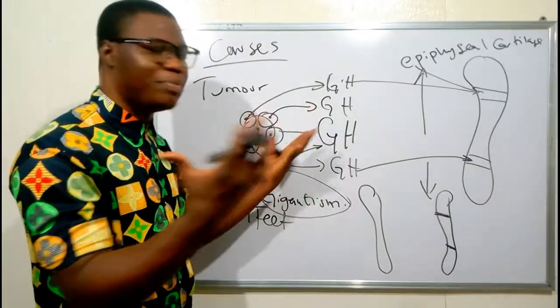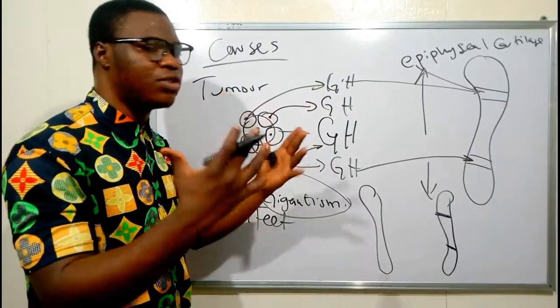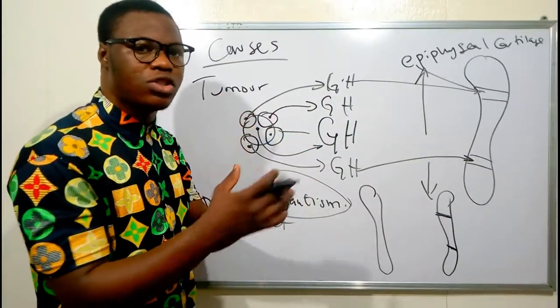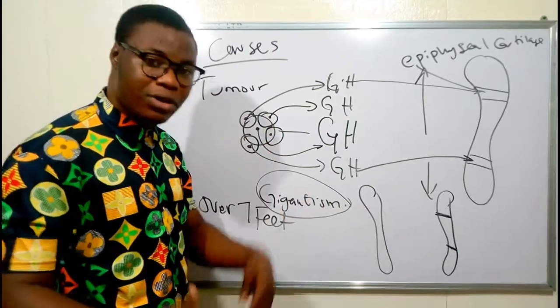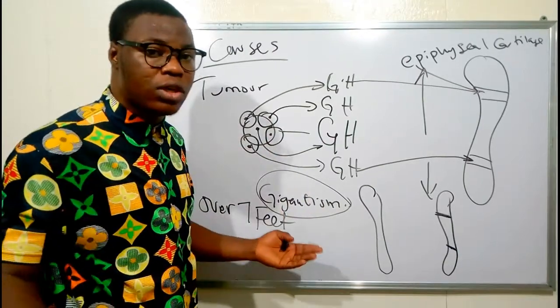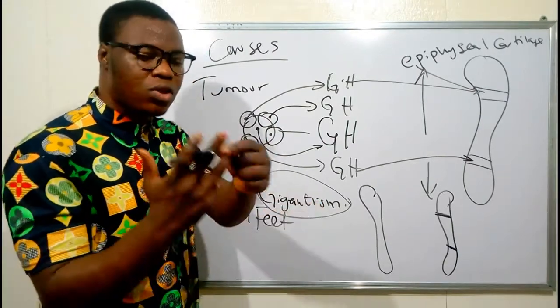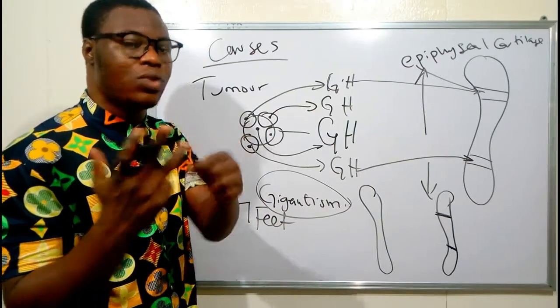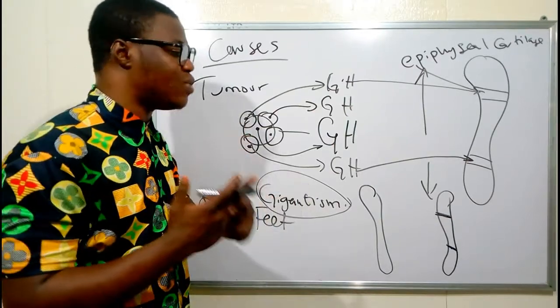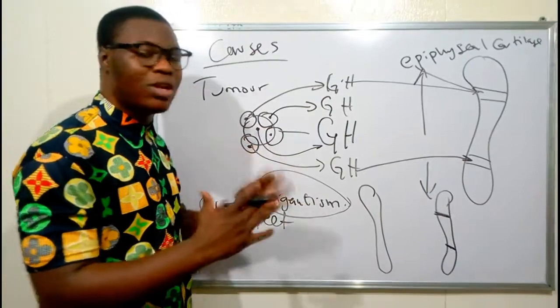So the person's hand will be big. So the person will need another kind of glove. So the normal size of the glove is not going to fit into the person's hand. So for the leg, the person will need other pairs of shoes, and so on and so forth, including the ring, the wedding ring or any kind of ring. So the person will need another size of ring because the bone will have become enlarged.